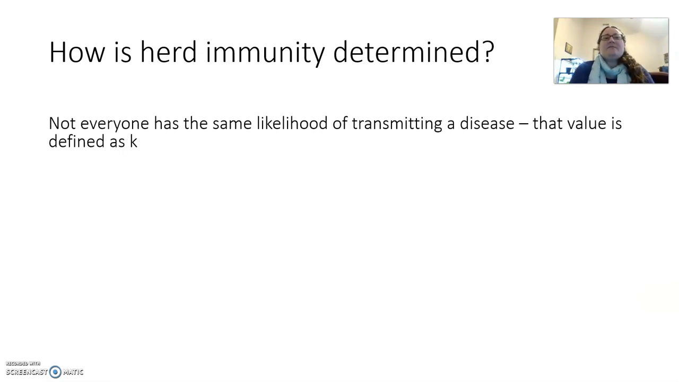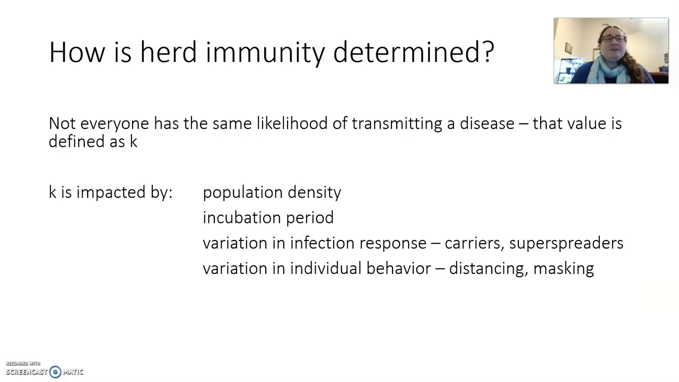The other thing is that not everyone has the same likelihood of transmitting the disease, and we call that value K. So K is impacted by things like population density. Do you live in a city or a rural area? The incubation period, so how long do you have the ability to be infectious before you recognize it? Variation in the response that people have to the infection. So some people don't ever actually show symptoms, so they don't know they're infected, they're carriers. Some people are super spreaders where they can actually be more transmissive than average, and also variation in behavior.